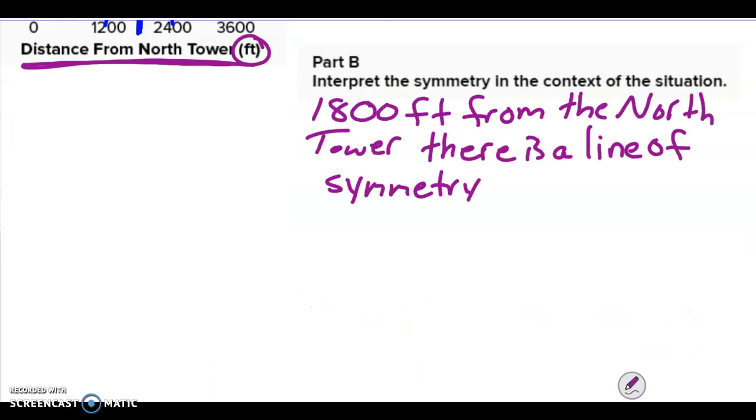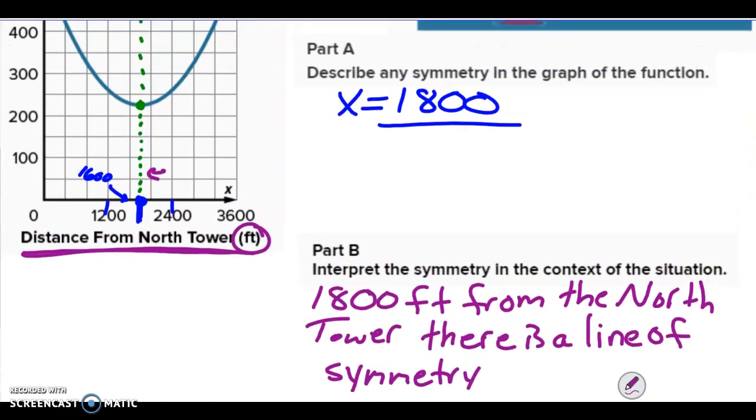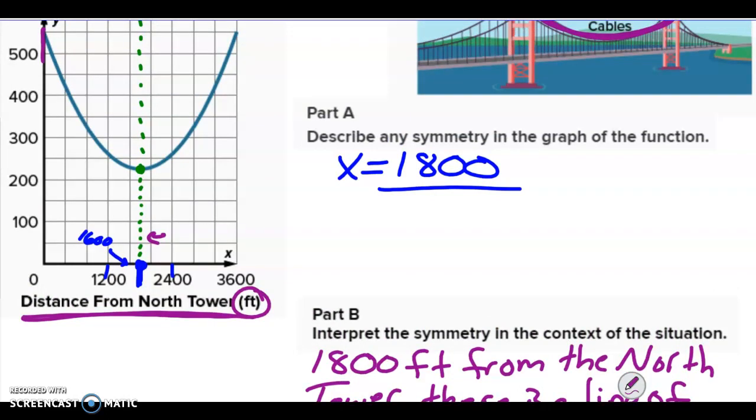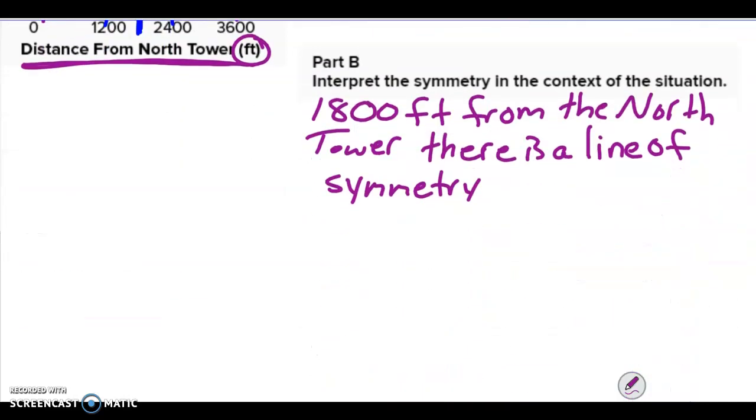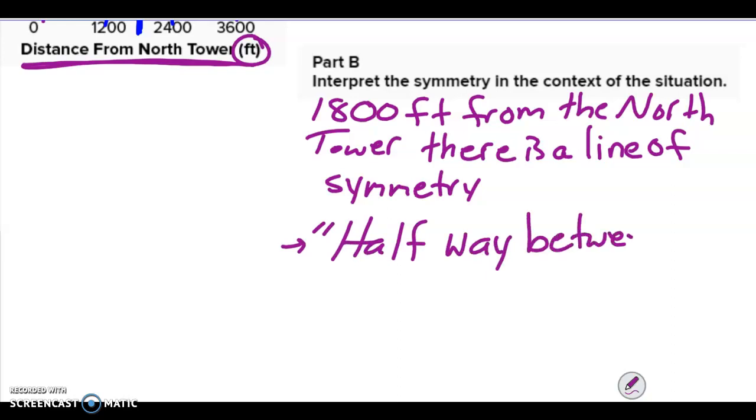We can go a little further in saying not only is it exactly 1800 feet, if you notice, this graph goes from 0 to 3600. 1800 is half of 3600. So on this bridge, halfway in between those two towers is where this line of symmetry is. And that's typically where that's going to happen, right in the middle. Halfway between the two towers is where you get that line of symmetry.